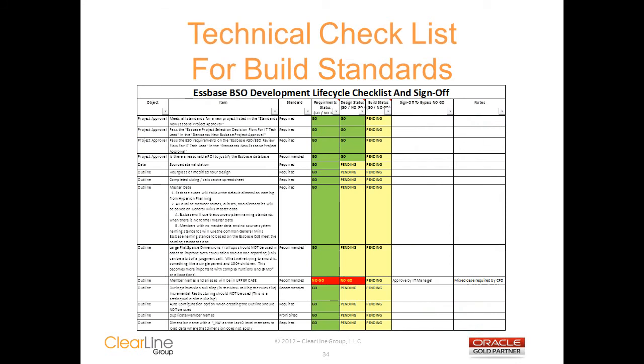Standardized checklists can help guide the team through all phases of a project, including its initial approval. This sample is for a Hyperion Planning application or an Essbase block storage cube. It's used for technical sign-off of individual object groups at the end of requirements, design, and build phases. The first column is the actual object group. This is followed by a second column that provides the details on the standard. The next column shows whether the standard is required or just recommended.